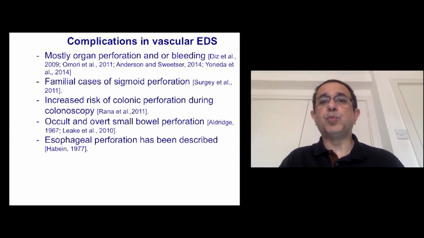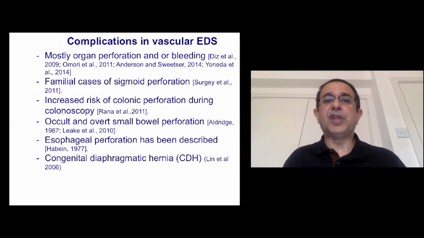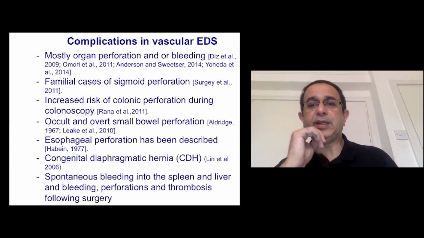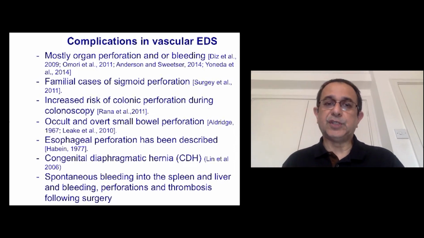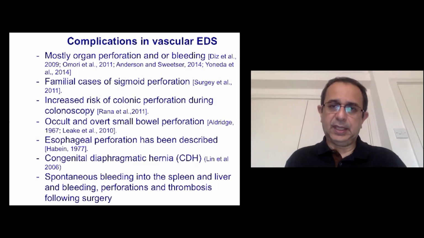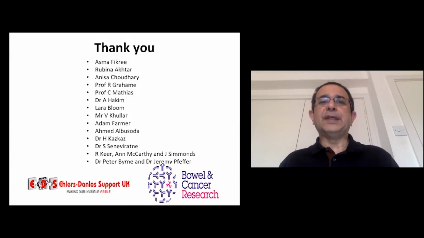Occult and overt small bowel perforation has been described in vascular EDS. Esophageal perforation has been described. Congenital diaphragmatic hernias have been described, and spontaneous bleeding into the spleen, liver, and various perforation and thrombosis following surgery has also been described. So surgery also carries a risk in these patients that needs to be considered. So I think that's it.